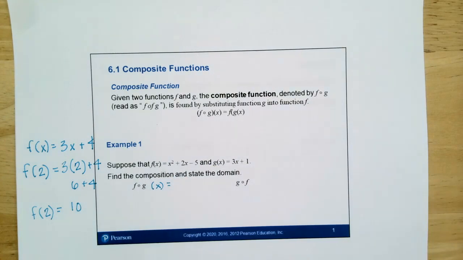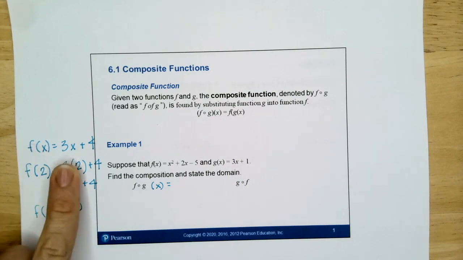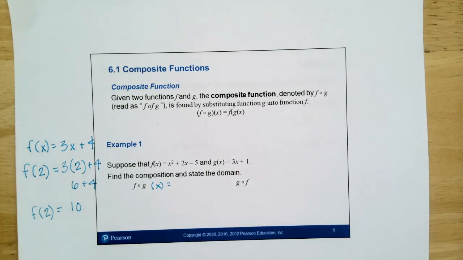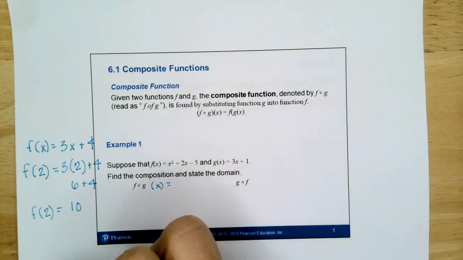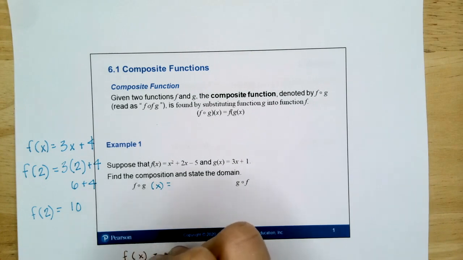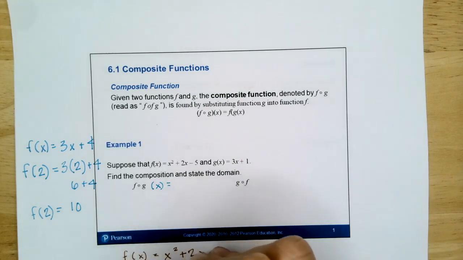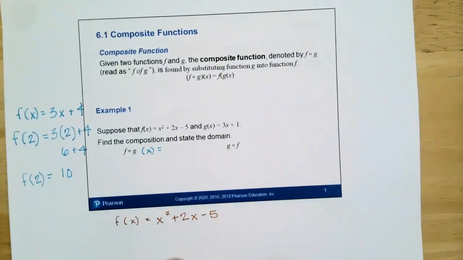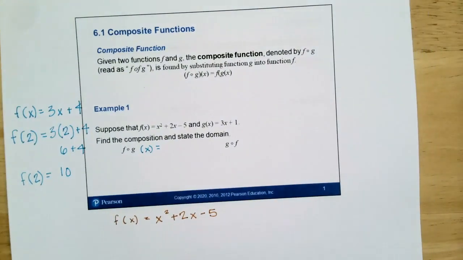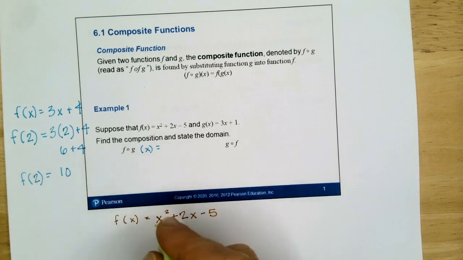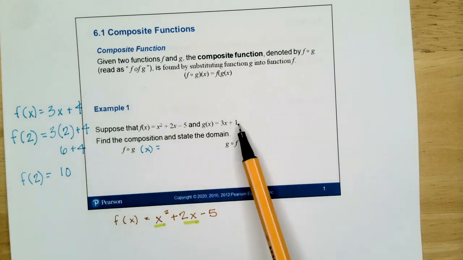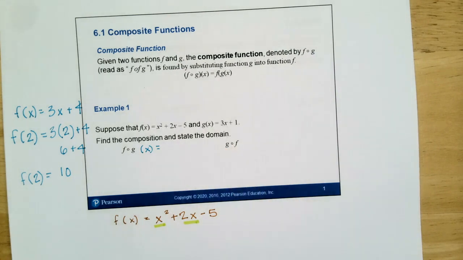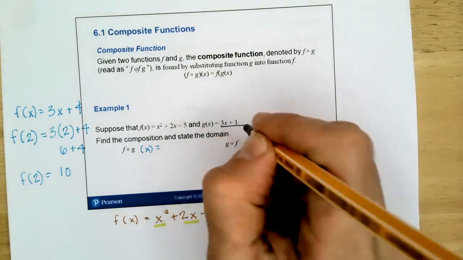F of g of x is equal to, start with the function f. Everywhere that there is a variable, just like everywhere that there is an x, we substitute in the 3x plus 1. Now, start with f. F of x, they said, is x squared plus 2x minus 5. Everywhere that there is a variable, so that means here and here, substitute the entire function 3x plus 1. G of x is 3x plus 1.